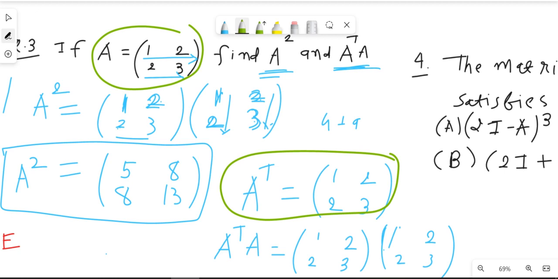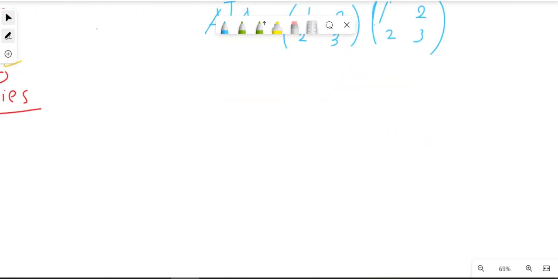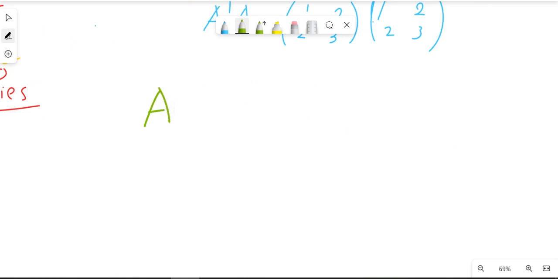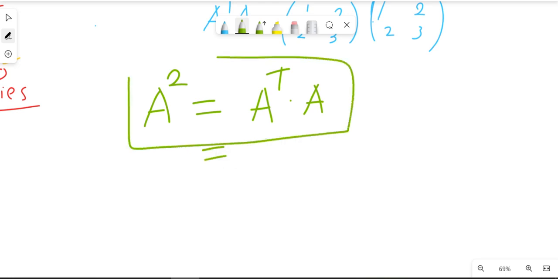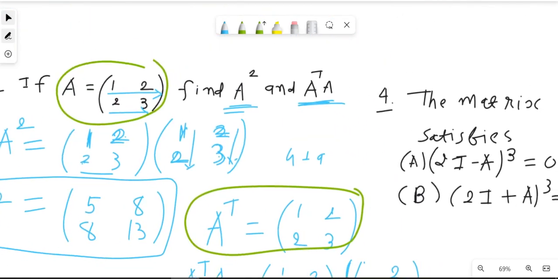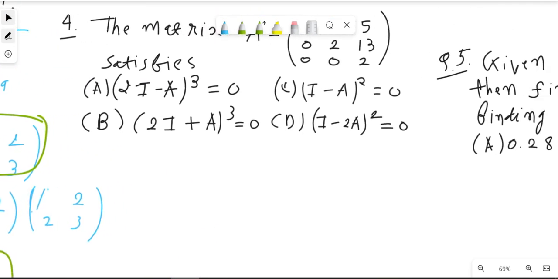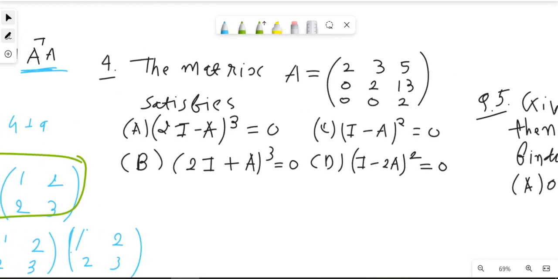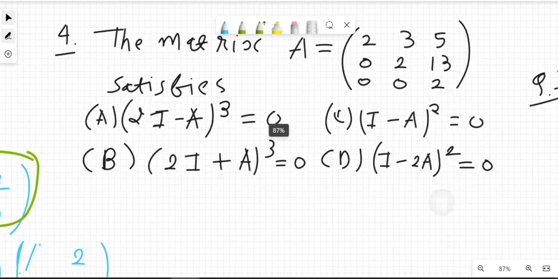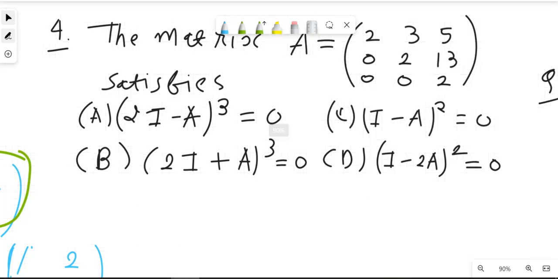So what will happen? We will get a relation like this. A square will be equal to A transpose into A, and A transpose and A both are equal. So A square is equal to A transpose into A. Okay. So this is the third question. Now move to the fourth question. In the fourth question, we are again asked a question about matrices.